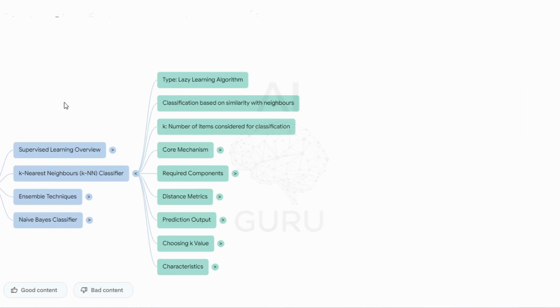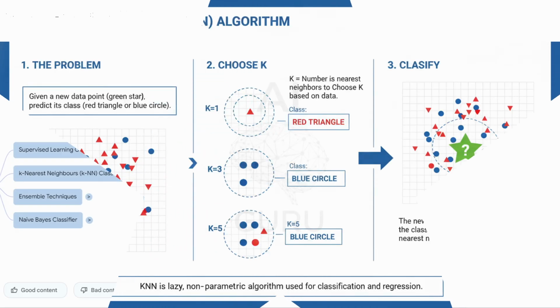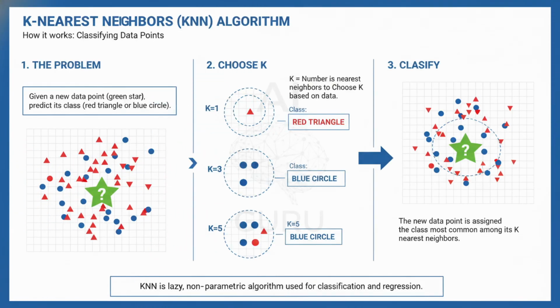Okay, let's start with k-nearest neighbors, or KNN. It's famously categorized as a lazy learning algorithm. That word lazy, it sounds almost negative, but it actually describes a really radical philosophical difference, doesn't it? What does it mean for KNN to be lazy?